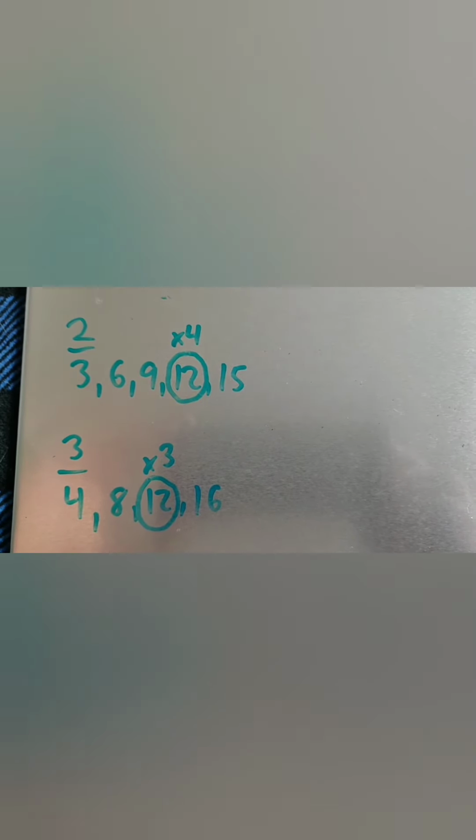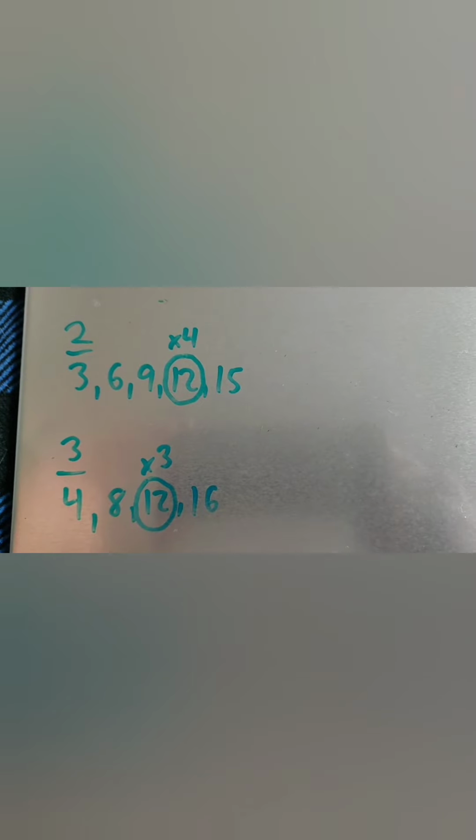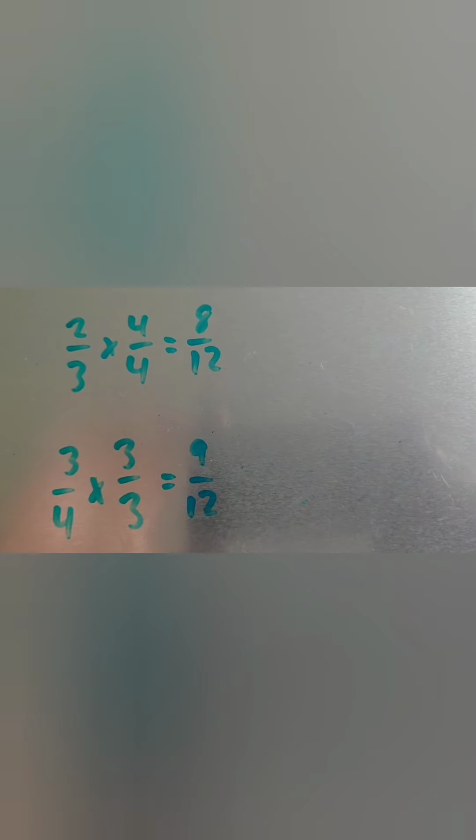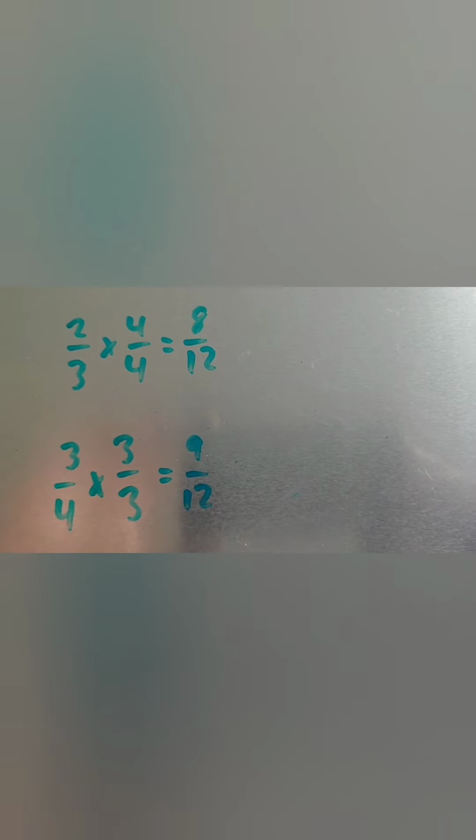a denominator of 12. For 2/3, I see that I had to multiply 3 times 4 to get the denominator of 12. And with 3/4, I saw that I had to multiply 4 times 3 to get the denominator of 12. So for 2/3, I'm going to multiply it by 4/4 to find an equivalent fraction with a denominator of 12. And for 3/4, I'm going to multiply it by 3/3 to find an equivalent fraction with a denominator of 12. So that's what I did right here. I see that 2/3 is equivalent to 8/12 and 3/4 is equivalent to 9/12.